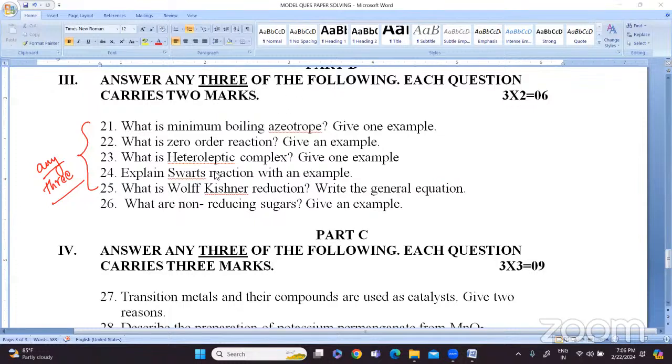So you have 3 extra options. Whichever out of the 6, you can write any 3 questions. Is it clear? In the next session, we'll see the 3 marks questions followed by the 5 marks questions. So you have part C and you have part D. We'll do this in the next class.